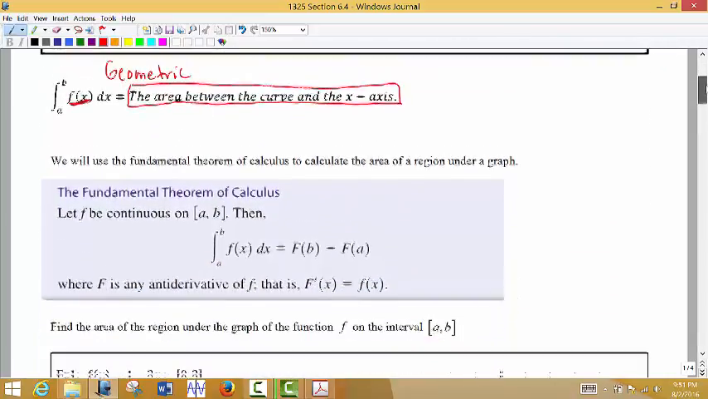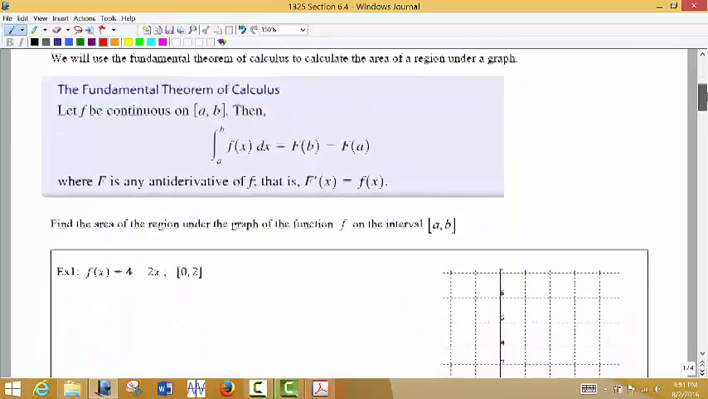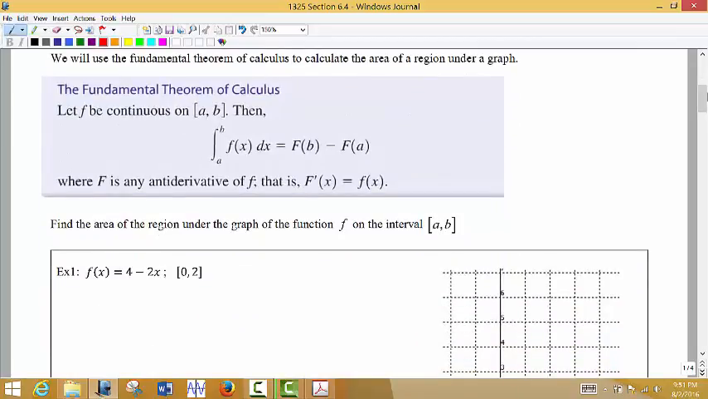Okay, so here's actually what brings us to what we call the fundamental theorem of calculus. So the fundamental theorem of calculus says the first thing that you're going to do is find the antiderivative. And we've been doing this in section 6.1 and 6.2, so that is nothing new.